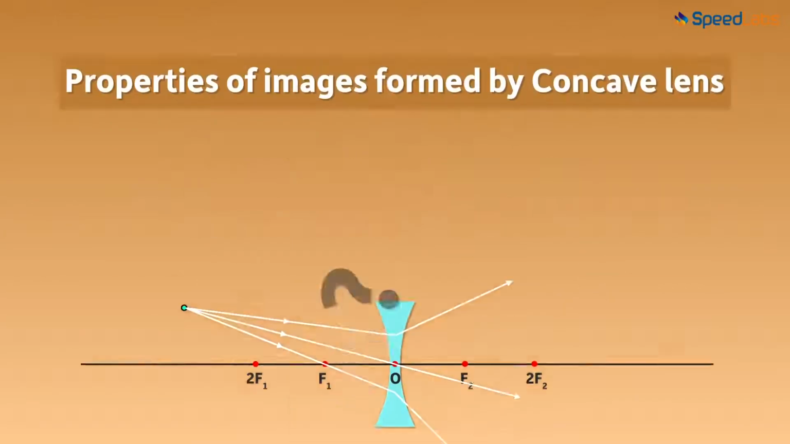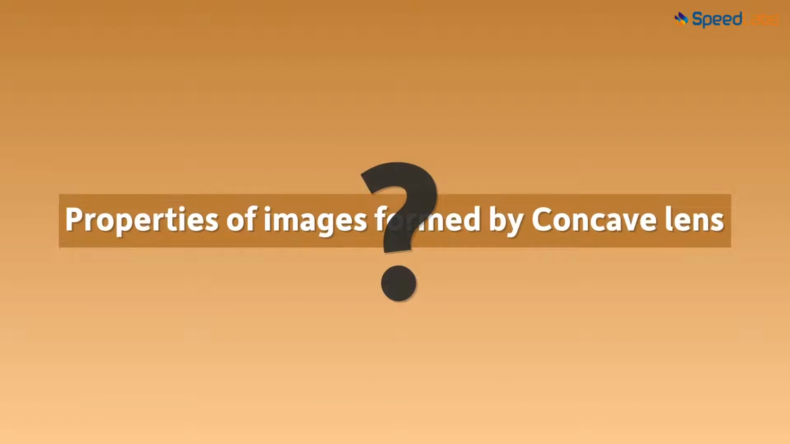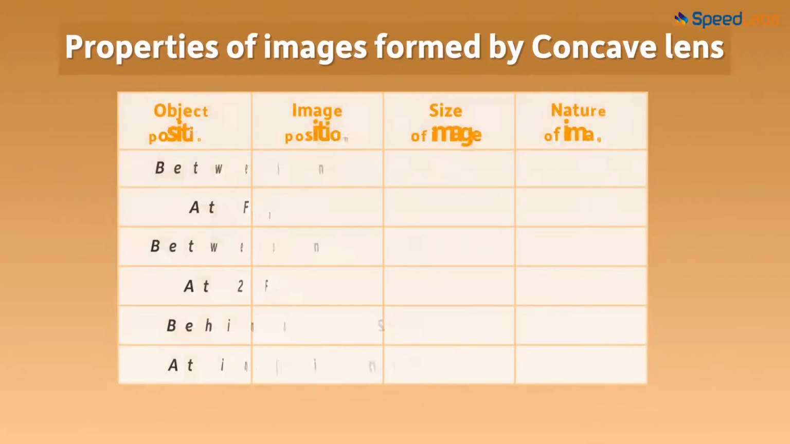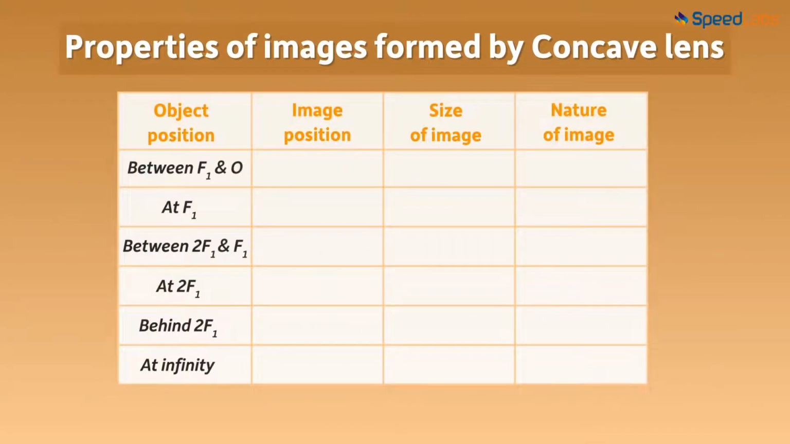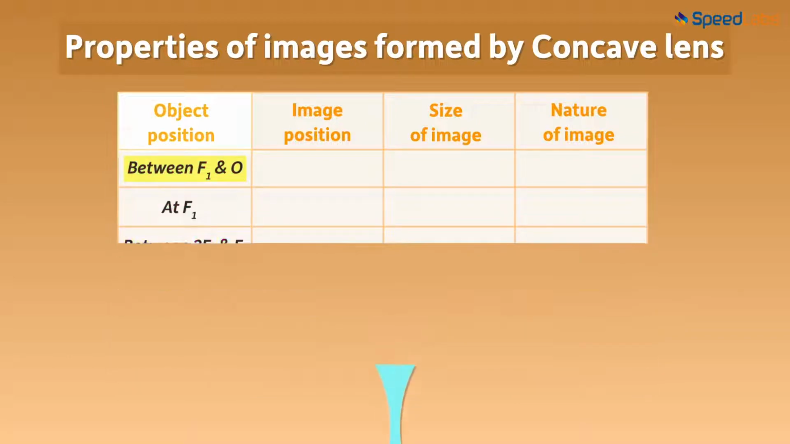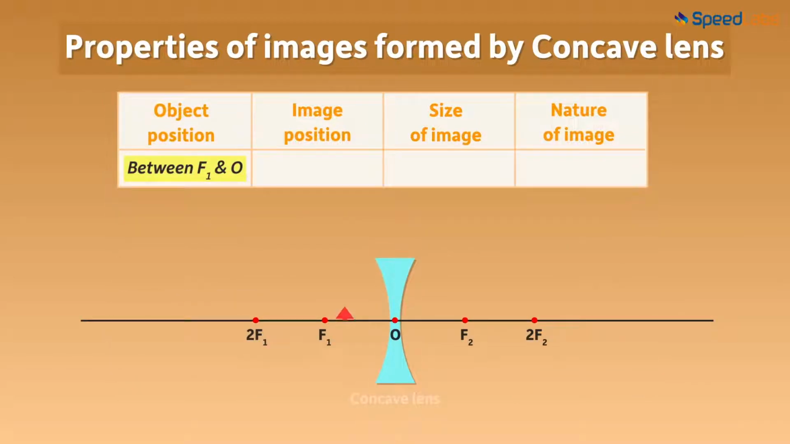Okay, so what are the properties of images formed by a concave lens? Let's make a table just like we did in case of convex lens. The column on the extreme left represents various positions of the object on the principal axis. We will draw ray diagrams for each individual case here as well. First, let's start with this one. When the object is between F1 and O.